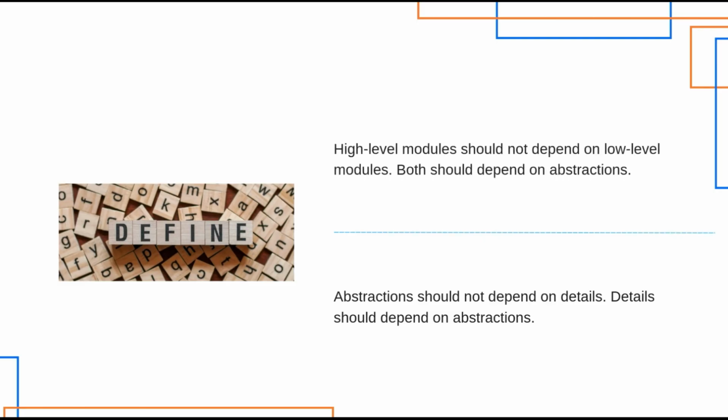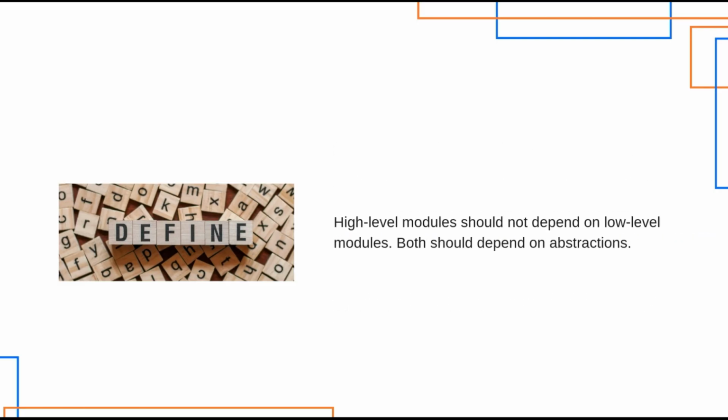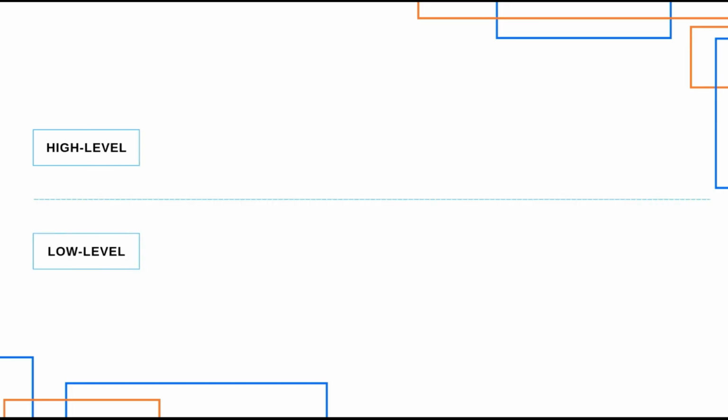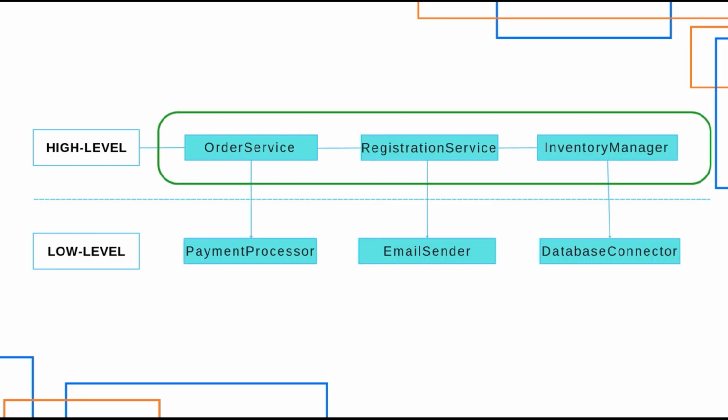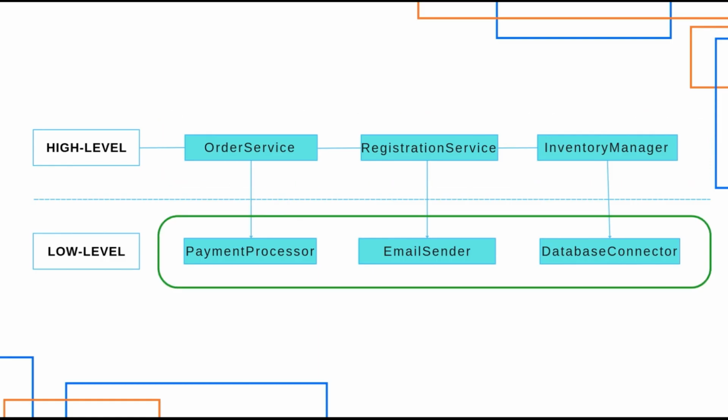Let's break it up. Let's look at the first part. Before we move further, perhaps it is good to understand what's a high level module and a low level module. In simple terms, high level modules are the ones that contain business logic like order service, registration service, inventory manager, and low level modules are utility classes like payment processor, email sender, database connector.